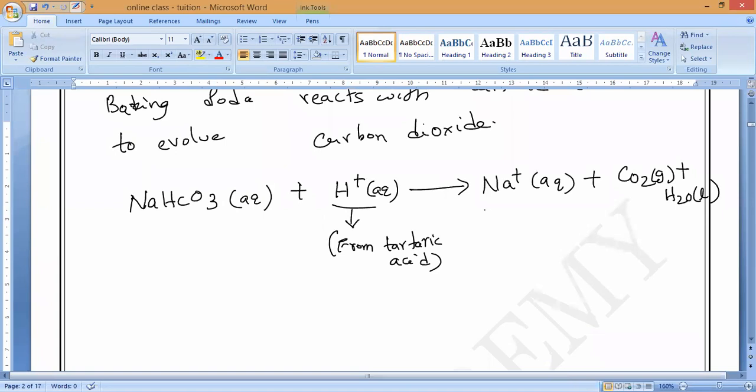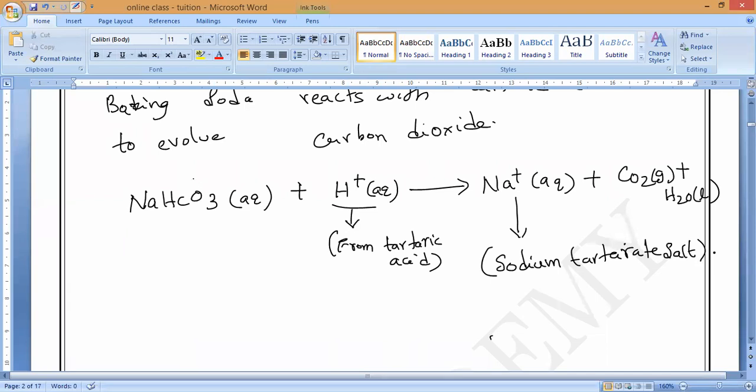Now, the sodium ions, what is this salt? This salt we should call the tartarate salt. Sodium tartarate salt. Understood, guys? Yes or no?